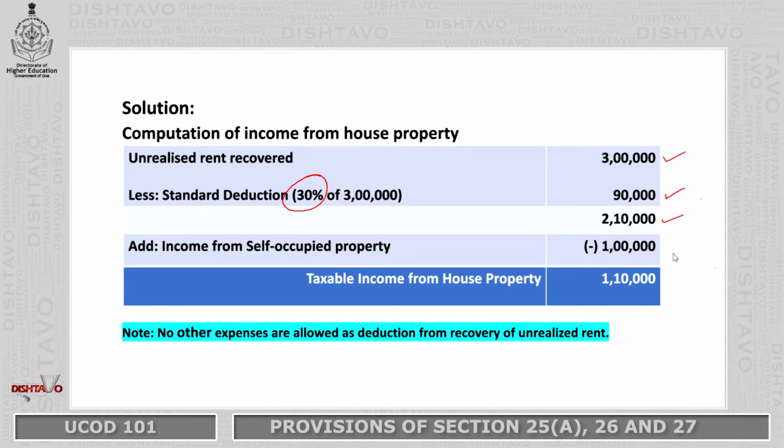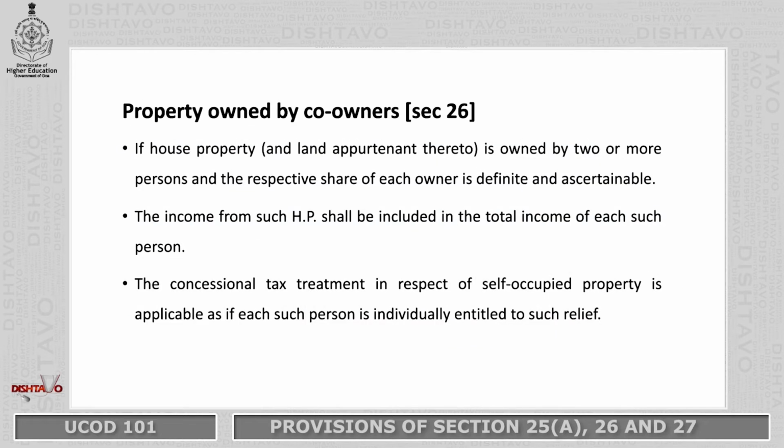Add to that income from self occupied property. Even though I said add, you have to minus it because it is negative income. Income from self occupied property can be 0 or negative. It is never positive because it is a deduction on account of interest on borrowed capital. So, the taxable income is 1 lakh 10,000. Please keep in mind, no other deduction on account of expenses is allowed in case of unrealized rent. Even if you do not incur any expenditure, you can claim the standard deduction, that is 30% of the amount recovered.